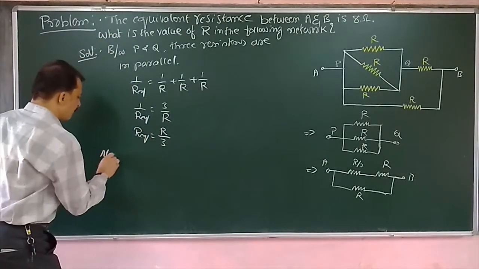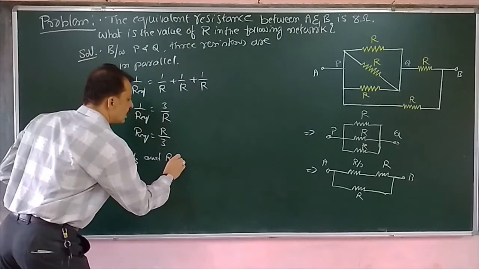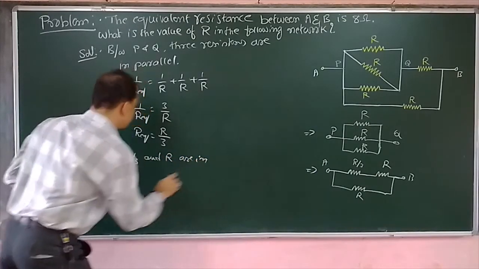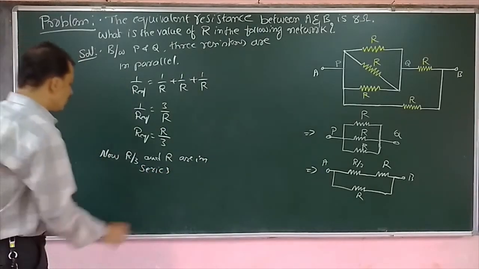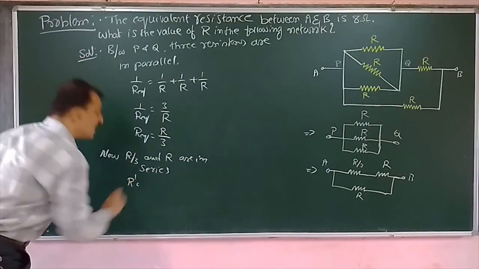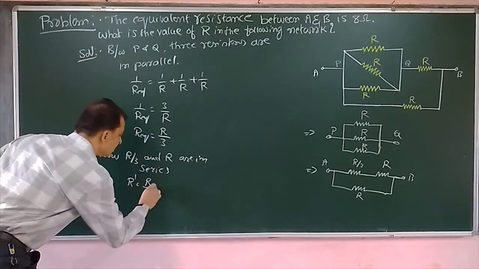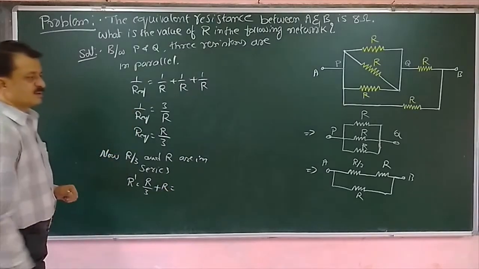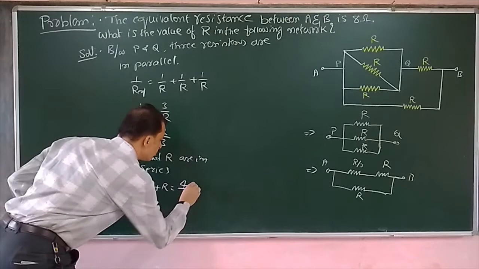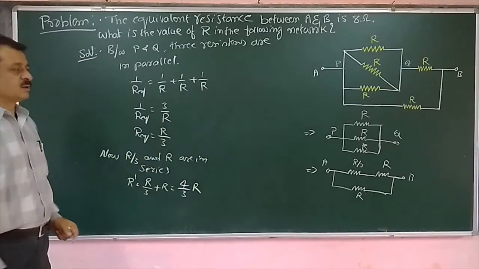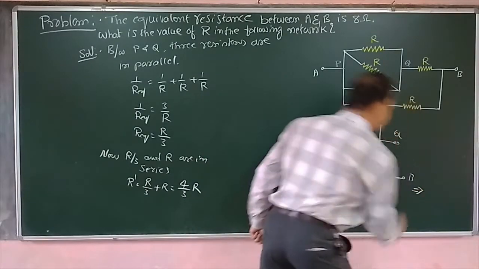Now R by 3 and R are in series. They are in series combination. Now what is their equivalent? I will call it R dash. Therefore their equivalent is R by 3 plus R. In series they get added. So this is 4 by 3 R. Now these two are replaced by a single resistor.